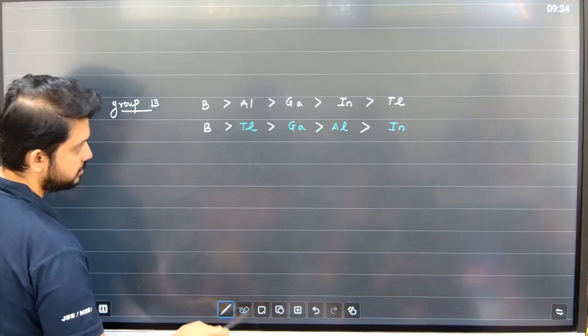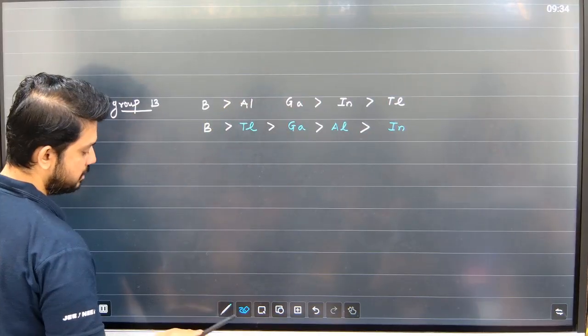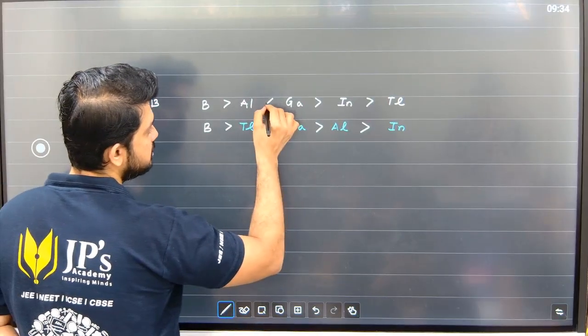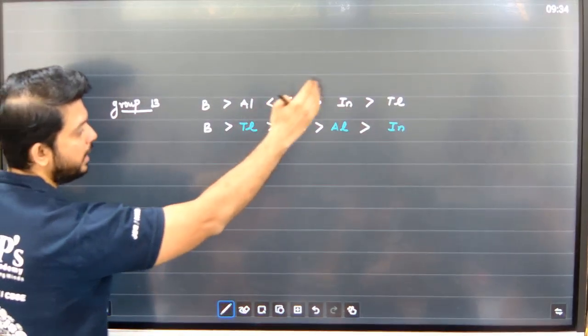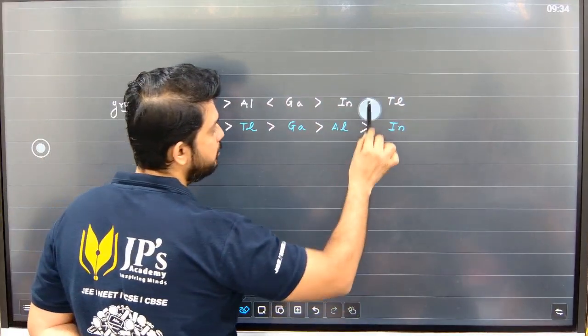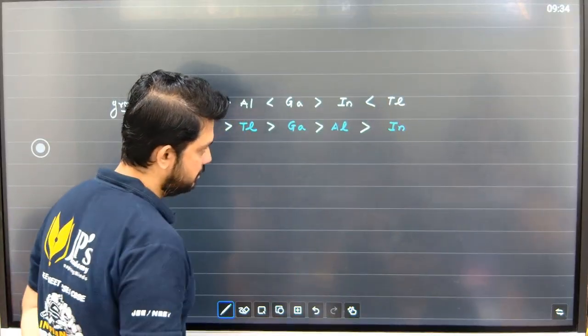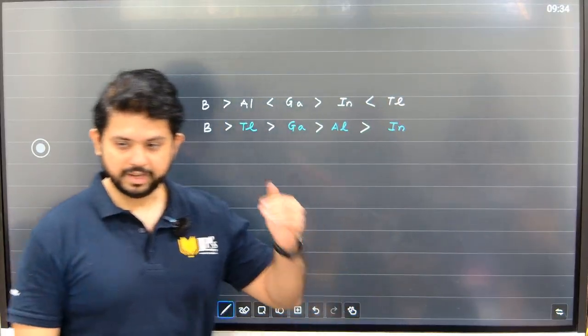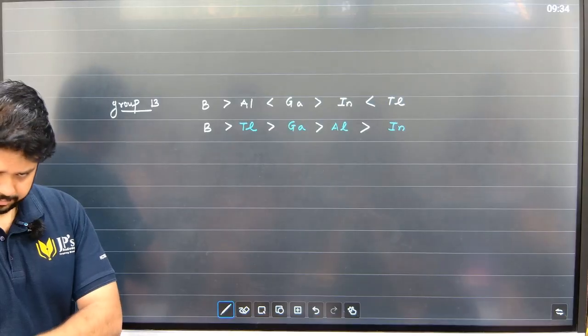That is correct. But when you're going from aluminium to gallium, ionization enthalpy again increases. Gallium to indium, ionization enthalpy again decreases. And when we're going from indium to thallium, ionization enthalpy again increases. So do you have to remember the upper trend or the lower trend? Both are the same.